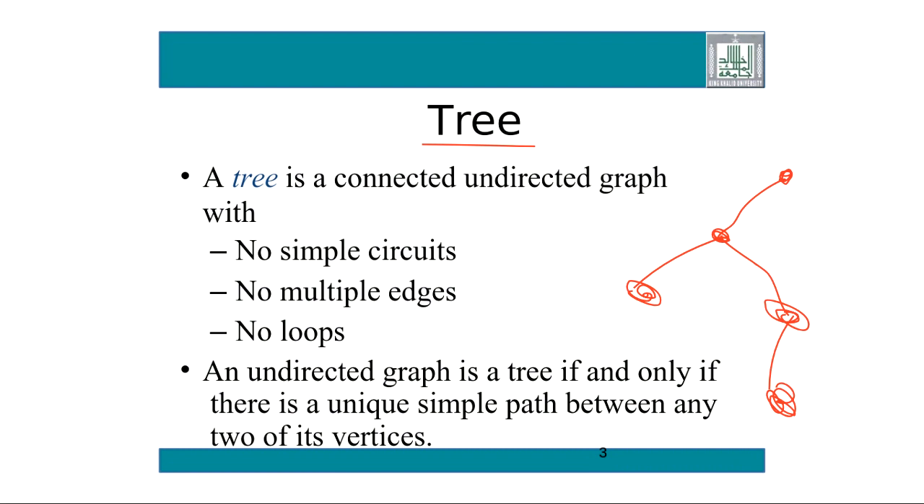No simple circuits. Circuits means like this. No simple circuits, and no multiple edges. No multiple edges means two nodes or three nodes connected like this, which is not allowed. Then no loops. No loops means an edge fully covering a node, like this, is not present in the tree. So now you understand what a tree is: a connected undirected graph.